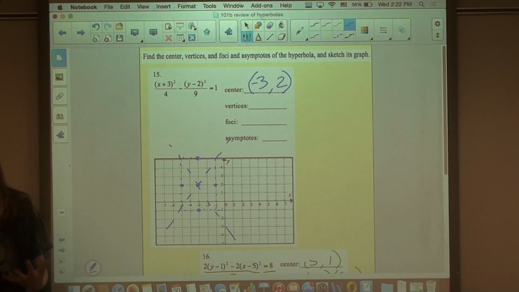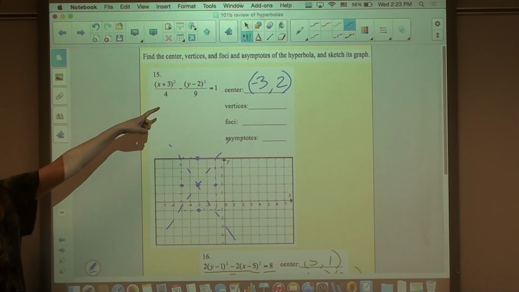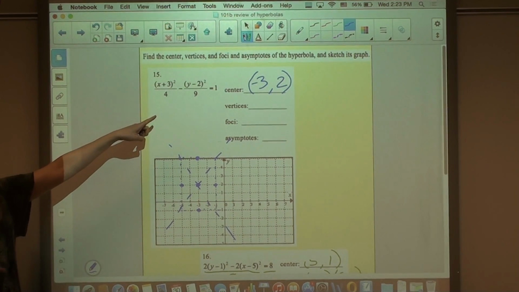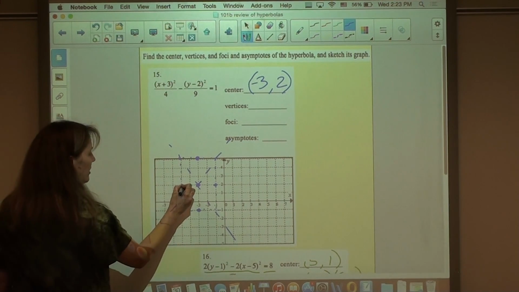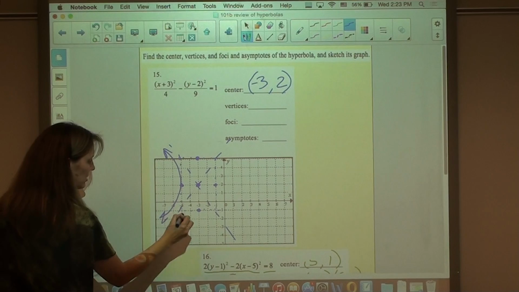Now to sketch the hyperbola, I just go to the vertices and follow the asymptotes. Will this be horizontal or vertical? Horizontal. Why is it horizontal? Because x comes first, right? So I know then these are my vertices, and I just follow the asymptotes.